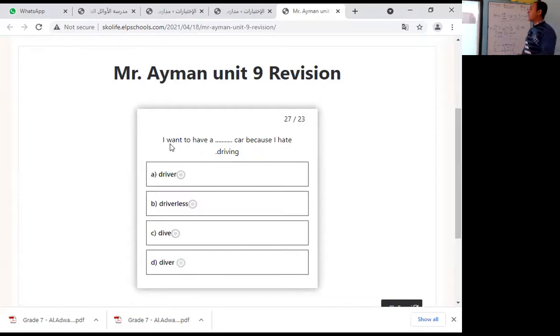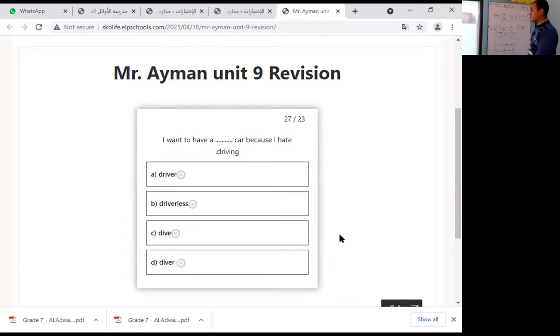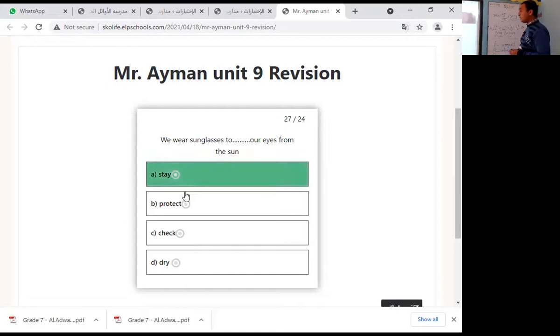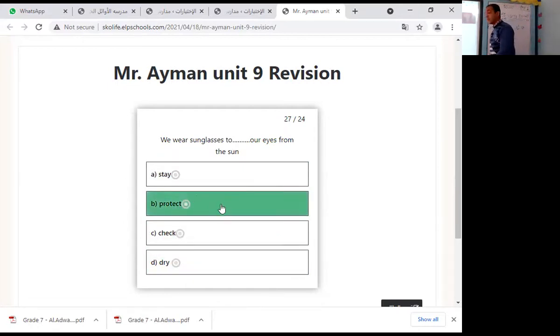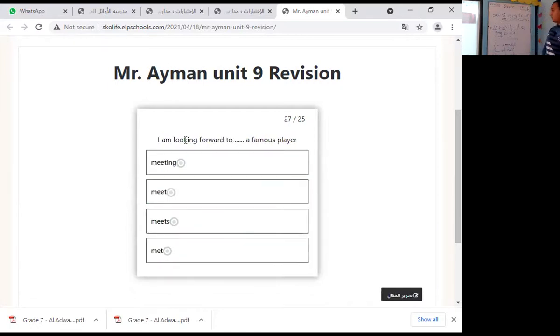Number 24, I want to have space a car because I hate driving, okay? So I want to have A driver or driverless or drive or driver? Yes, the answer is B. I want to have a driverless car, okay? Number 24, we wear sunglasses, okay, to space our eyes from the sun, to stay or protect or check or dry. Yes, the answer is B, to protect our eyes from the sun.